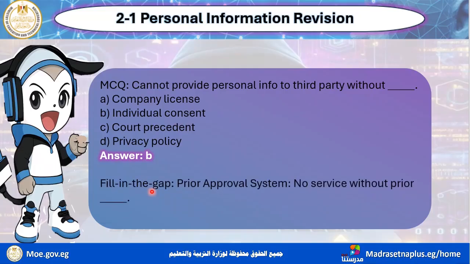Fill in the gap. Prior approval system, no service without prior consent means to approve or to say that you do or you agree to something. So it's a prior. Prior means preceding. Approval system.